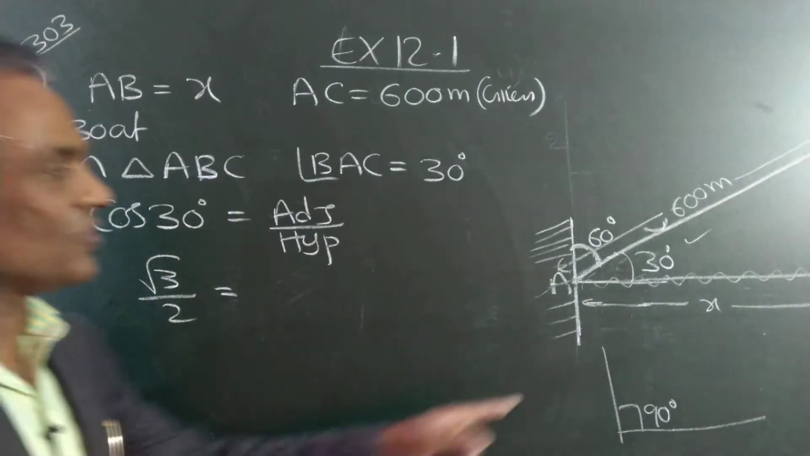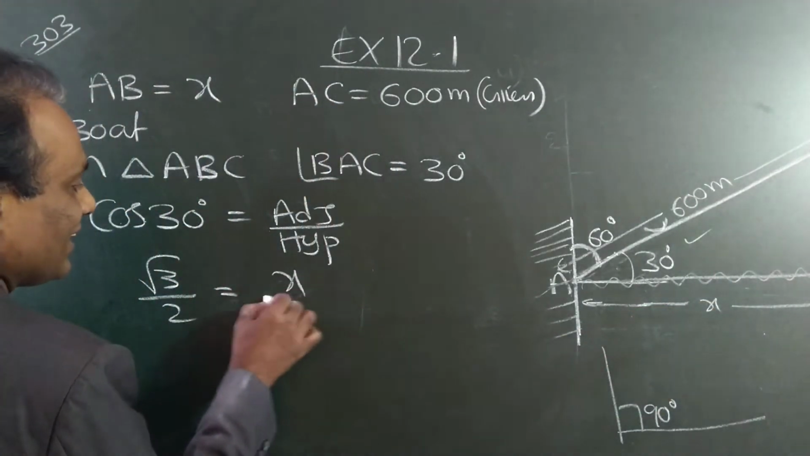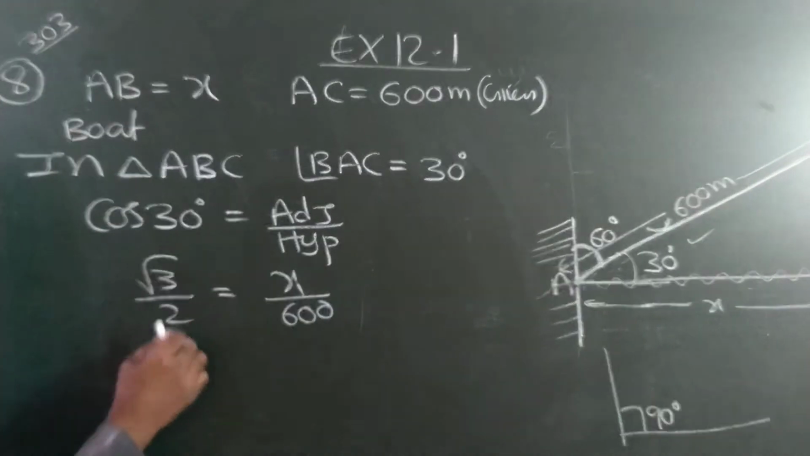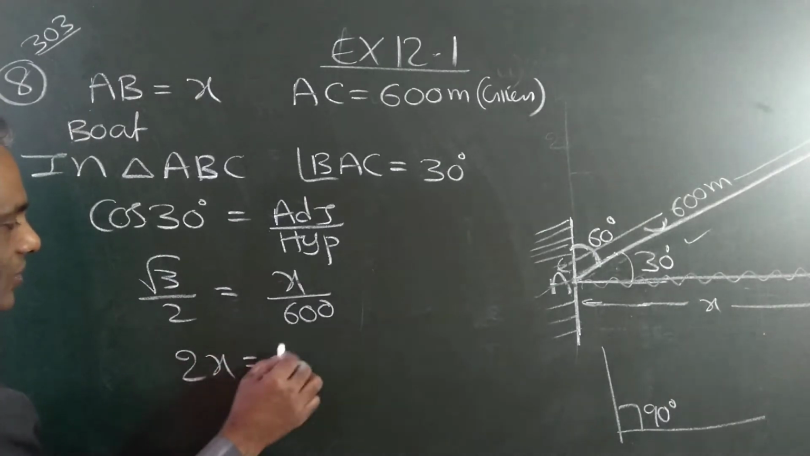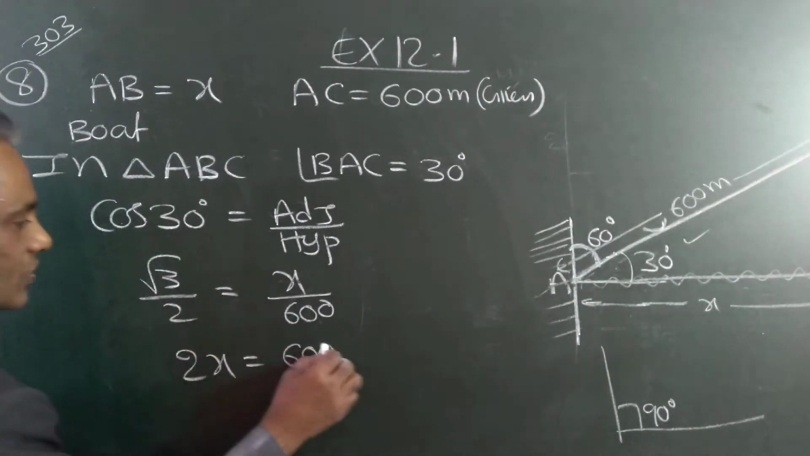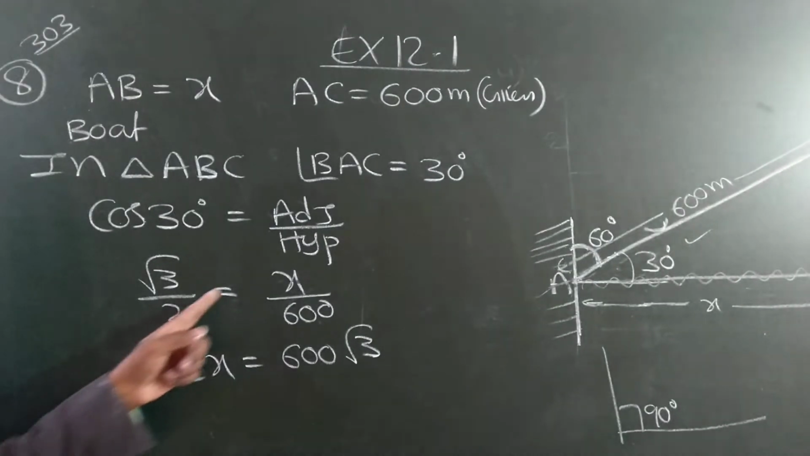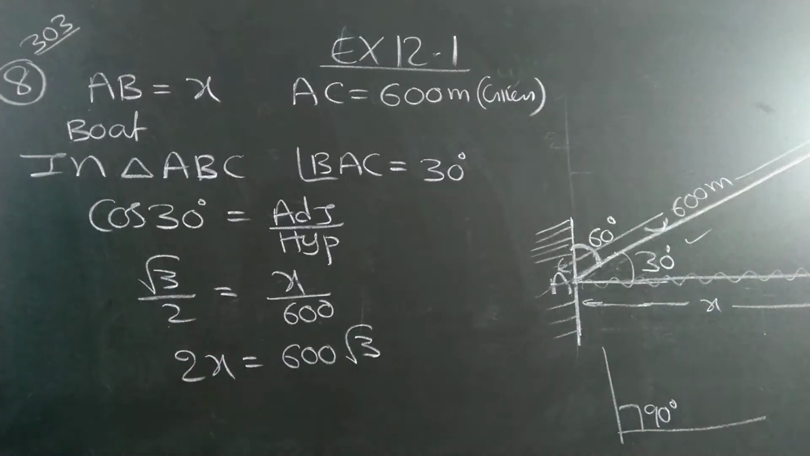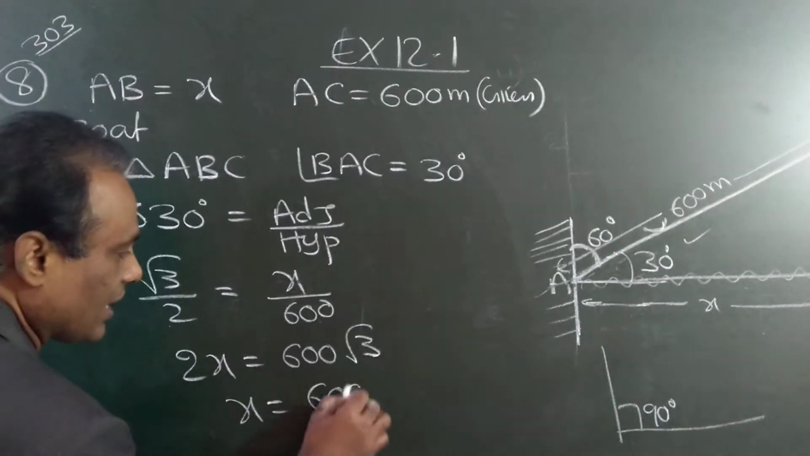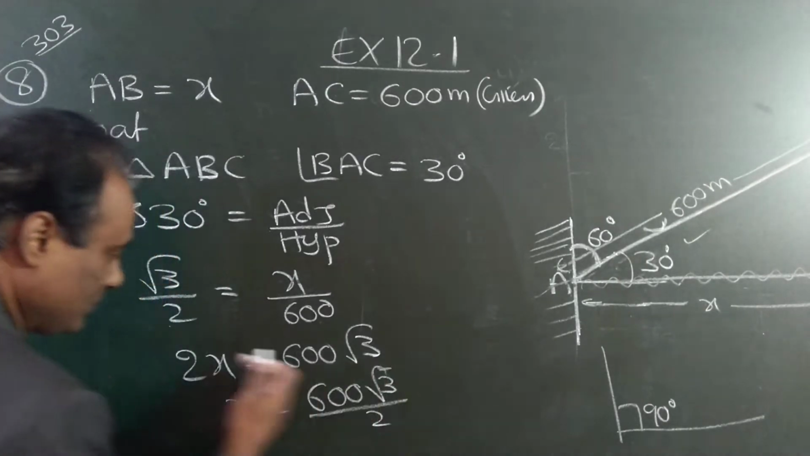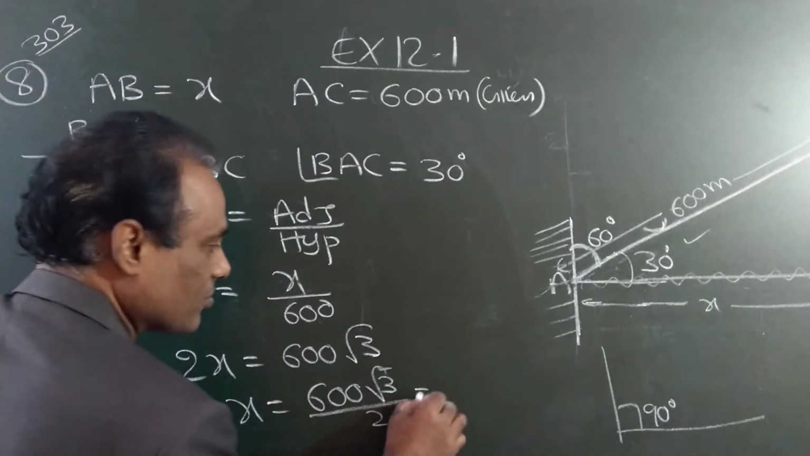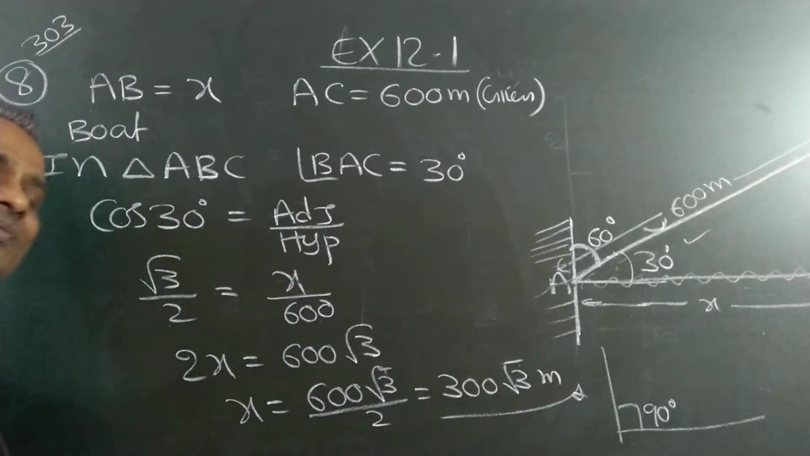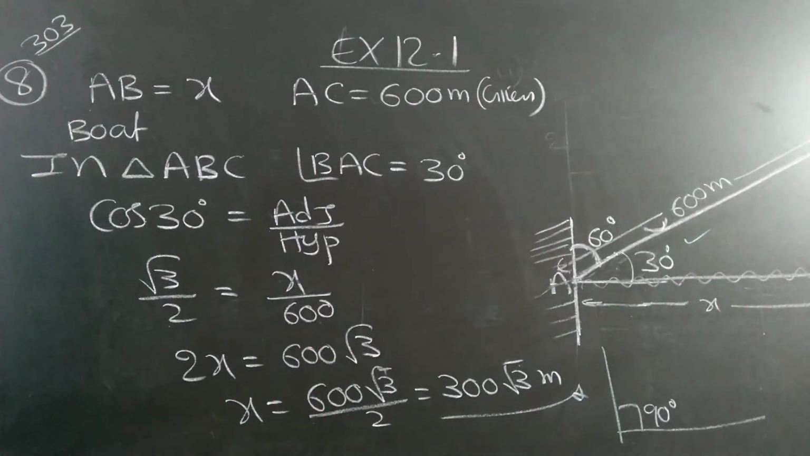Cos 30 is root 3 by 2. What is the adjacent? X. Hypotenuse is 600. Cross multiply: 2x is equal to 600 into root 3. So 2 into x is equal to 600 into root 3. To that side, x is 600 root 3 by 2, which is 300 root 3 meters. That is the answer. Simple.